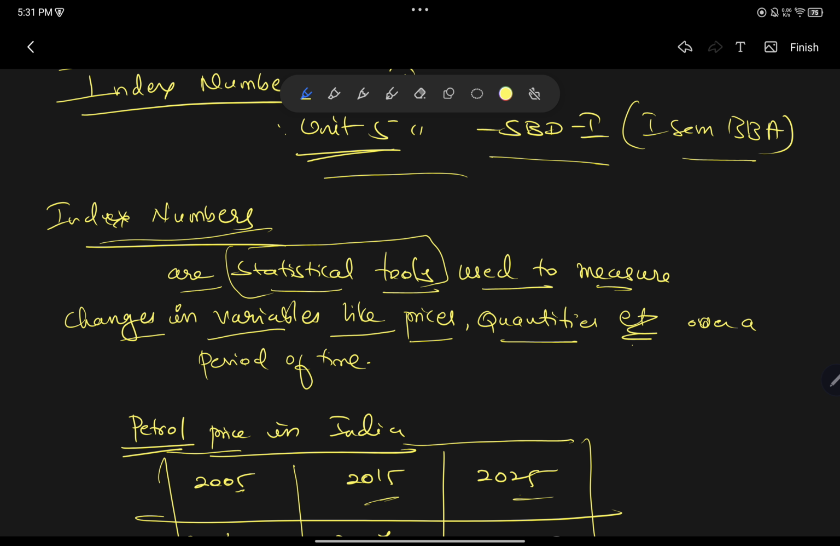See, when we are doing mean, median and mode, that is what we call measures of central tendency, or when we are using measures of dispersion, we will get an exact answer, but we are not going to compare that with how much change has happened over a period of time. But with the help of index numbers, we can find it out. We can find the changes in variables like prices, quantities, etc. over a period of time.